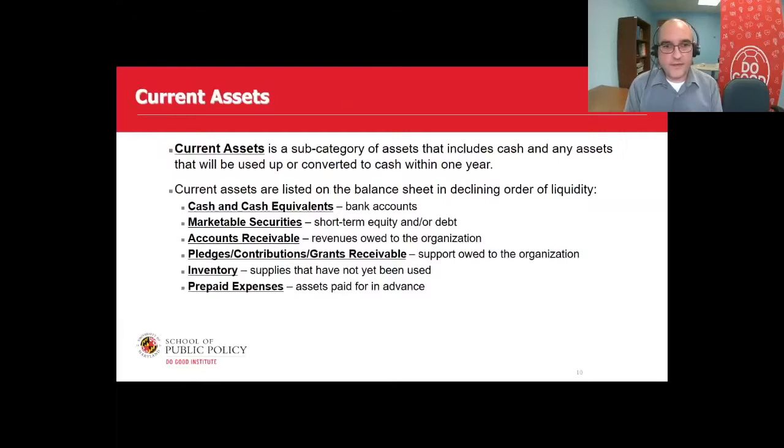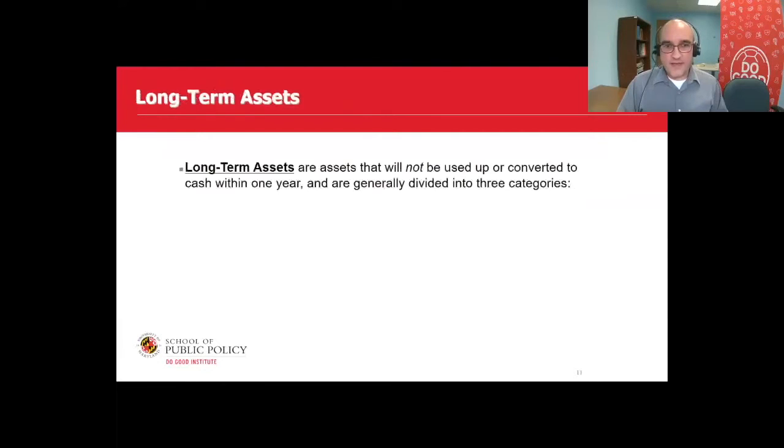Current assets also include inventory, supplies that the organization owns but hasn't used yet, and prepaid expenses, which are assets that have been paid for in advance. Long-term assets, on the other hand, are not going to be used within the upcoming year or converted into cash. Generally, these are divided up into three categories. First is fixed assets, what we call property, plant, and equipment. Property is just land. Plant typically is the building or the premises where the organization is located, and equipment refers to all the stuff that's inside that the organization uses to carry out its mission.